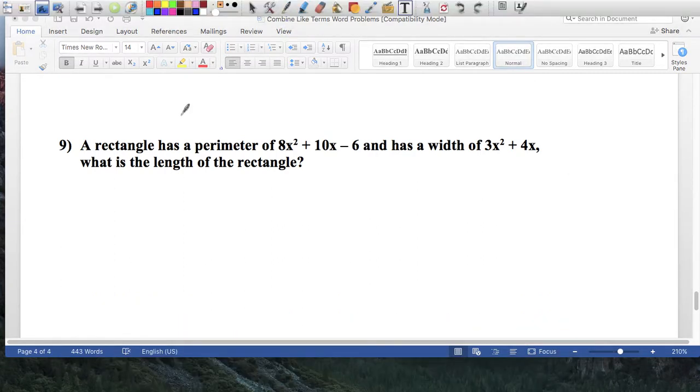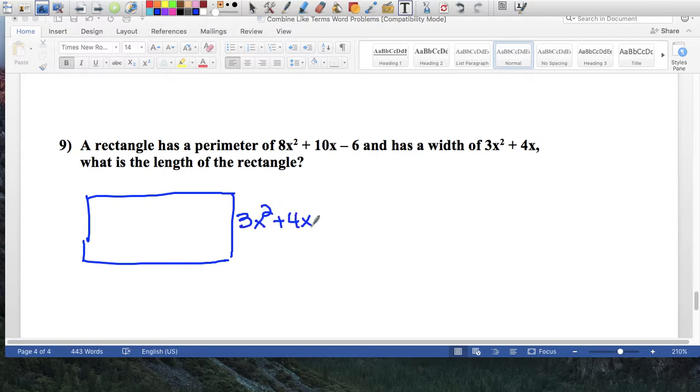Rectangle. So again, I will draw issue 2. So the perimeter, this side plus this side plus this side plus this side, is 8x squared plus 10x minus 6. So I know what the perimeter is. The width is 3x squared plus 4x. So let's label the width. If that's 3x squared plus 4x, this is also 3x squared plus 4x. And I need to know what this is, and I need to know what this is.